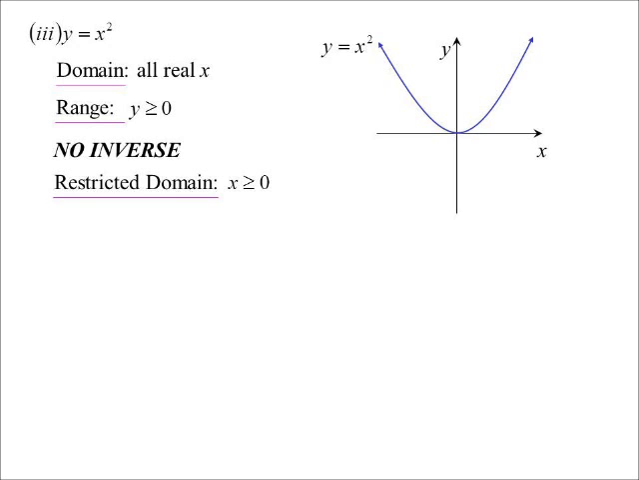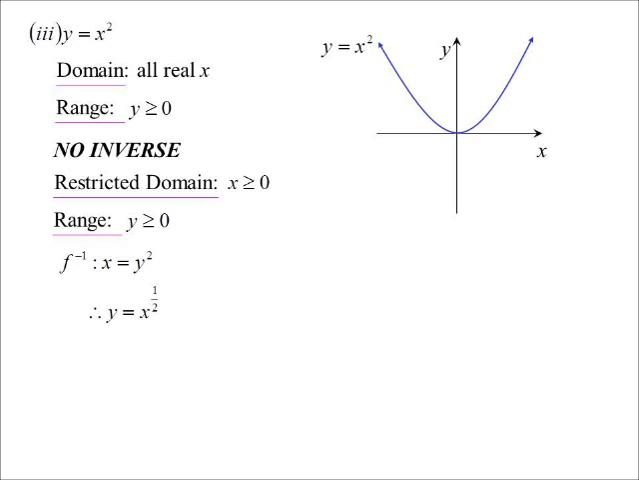So my restricted domain is x is greater than or equal to 0. That does not change the range. If I only use points greater than or equal to 0, I still get that complete range. So what does the inverse function, because now it will be an inverse function, become? Well, it's y equals x to the power of a half, or the positive square root.